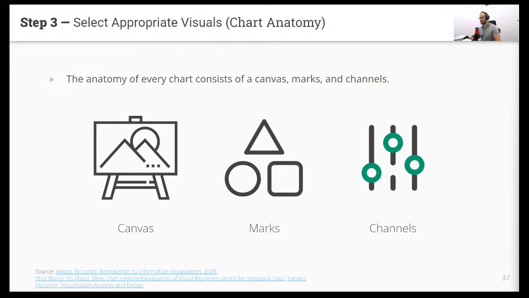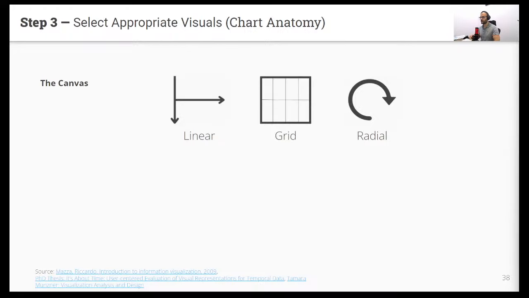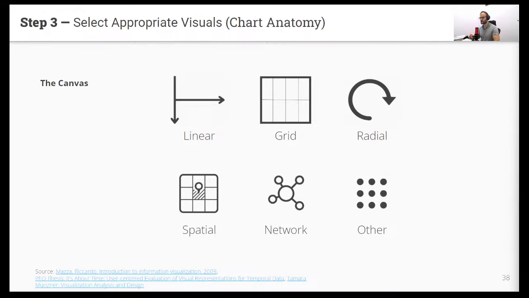The canvas is just the layout we want to create the actual visual. The marks are the geometric primitives, and the channels are geometric attributes to those primitives. So what does that mean? Let's look a little bit deeper into the canvas. So we have linear, we have grid, and we have radial layouts for these, but we also have some spatial, we have some network, and we have other. And by other we mean here, for example, the pie chart. It does not have any axes, for example.